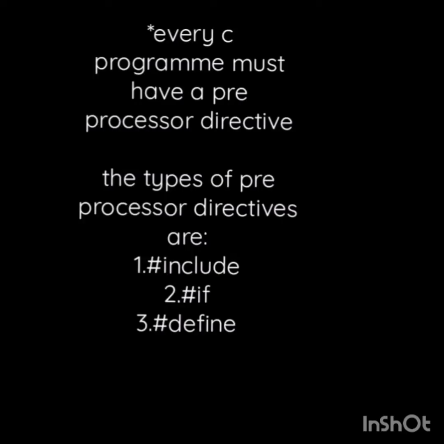Now we've come to the end of our first lecture, and just to remind you, my student, every C program must have a preprocessor directive, and as I said, there are different types of preprocessor directives. For example, we have the hash include that we just used, hash if that we will use as we go along, and the hash define. All are examples of preprocessor directives, and in every C program they must be present.